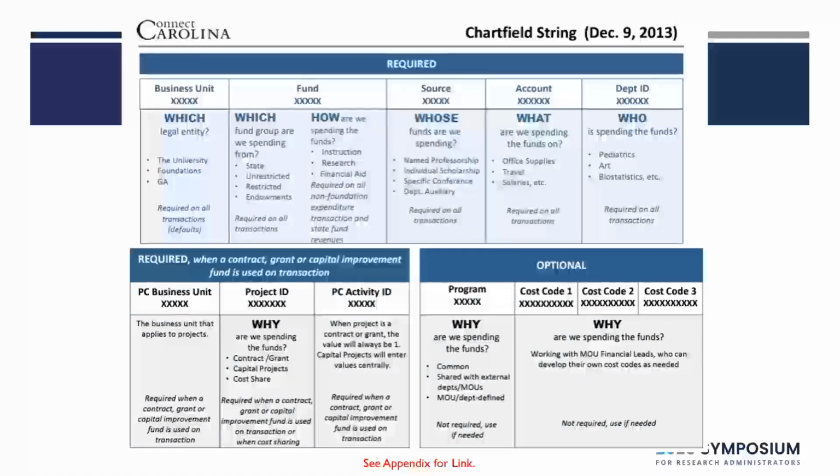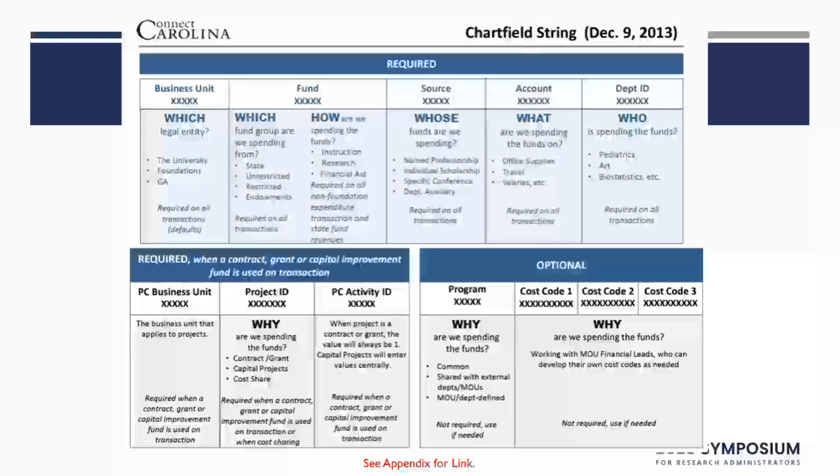On our previous slide, we discussed the account number. Here are the other components of the chart field string in detail. This quick reference card is available online for you to reference, and a link is included in the appendix. So starting at the top left, we see a business unit, which designates the legal entity, for example, UNCCH.